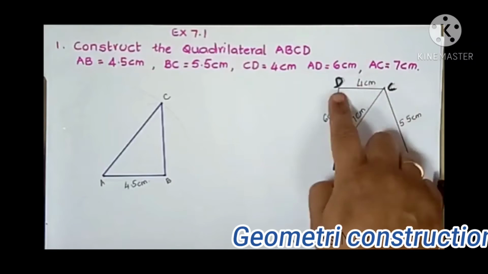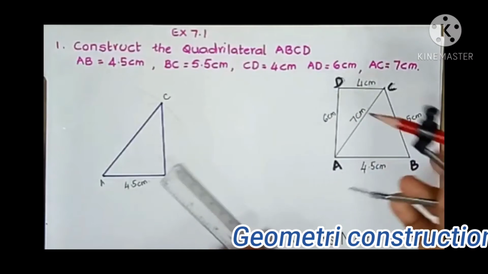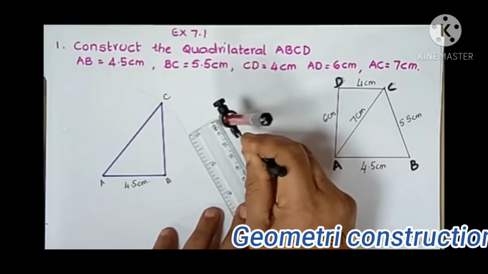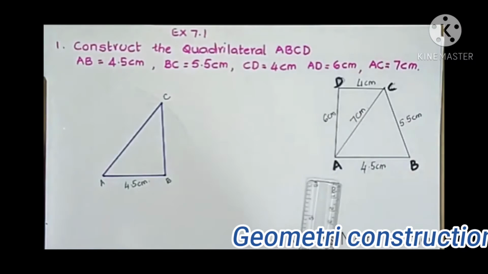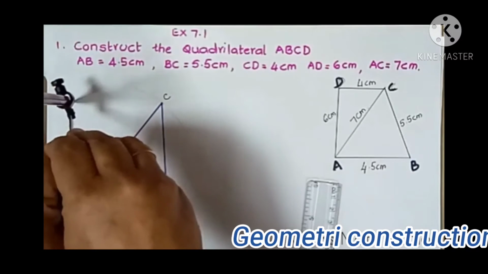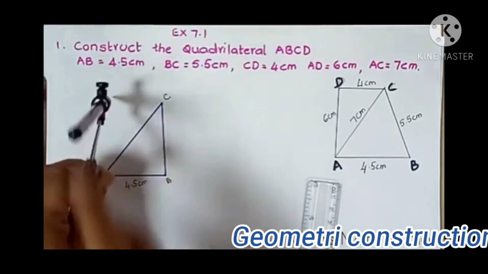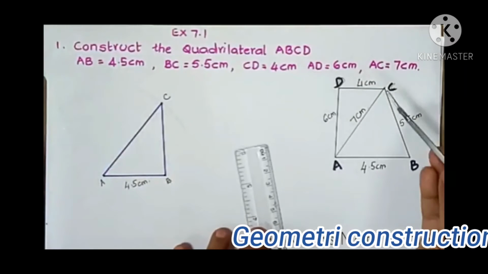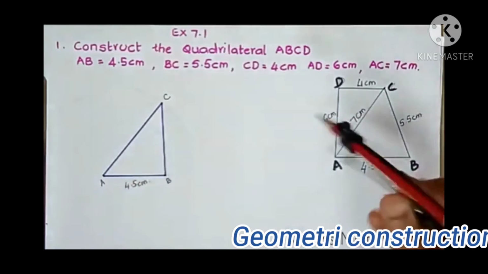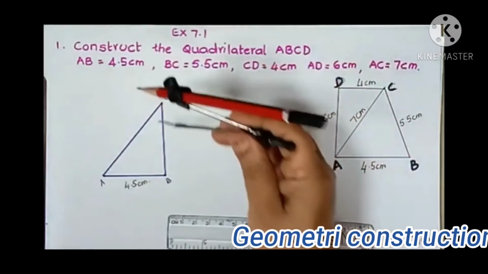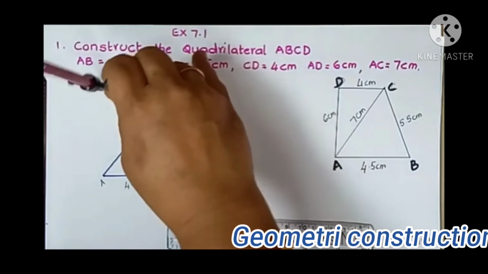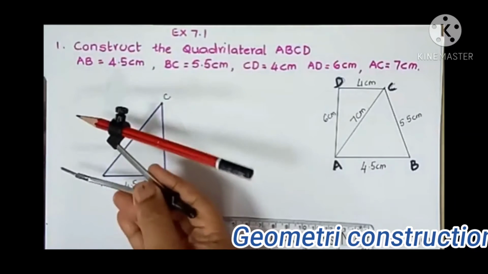Okay, we know that DC is 4 centimeter. So take the measurement by using the scale and your compass. First we shall take 6 centimeter and then construct an arc from A as a center. Observe carefully and then again take the measurement of 4 centimeter and cut the previous arc with C as a center.